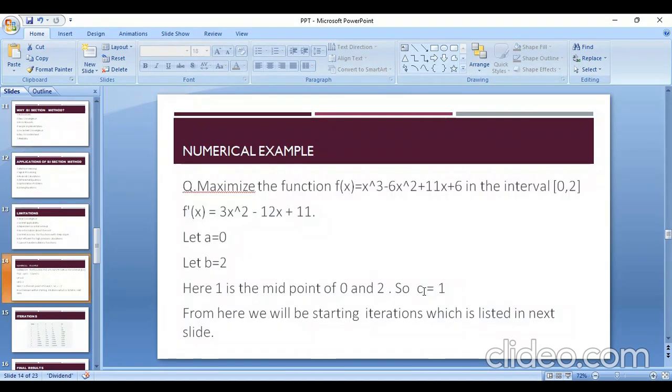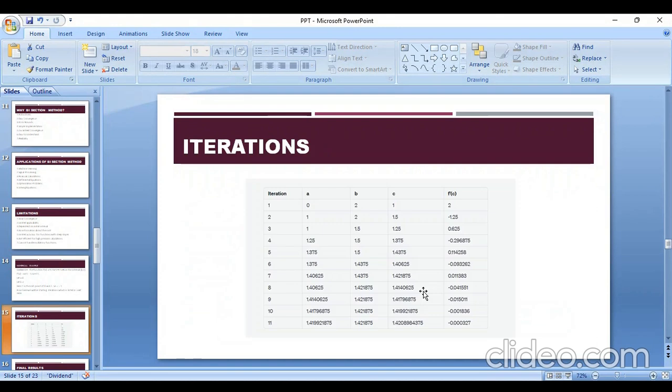So here is a numerical example which tells how bisection method works. The objective of the function is to maximize the function in the interval 0 comma 2. So let us assume A as 0 and B as 2. So we'll be calculating the midpoint of these 2 points, which is 1. So in the first iteration, the derivative values at A and C are of same sign. So the maximum lies in the interval 1 and 2.